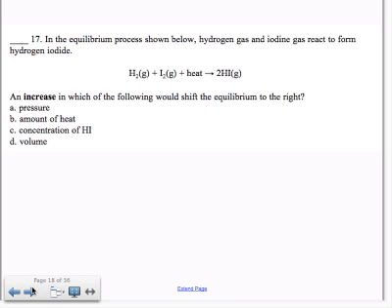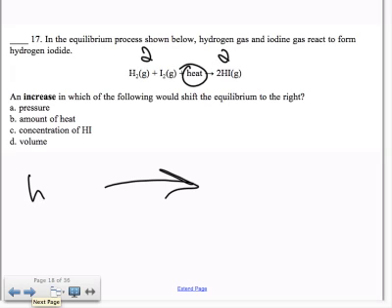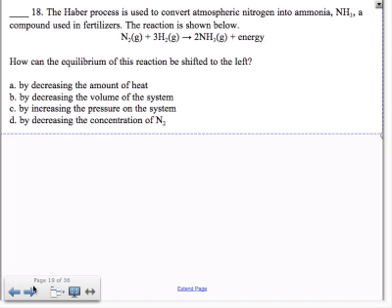Okay, which of the following would cause equilibrium to shift to the right? Pressure would have no effect because there's 2 moles of gas on either side. The amount of heat, since heat is on the left, if you increase the amount of heat, that will force the equilibrium to the right. Increasing the concentration of iodic acid would force it to the left on the opposite side. Volume would have no effect, so heat would be the right answer there.